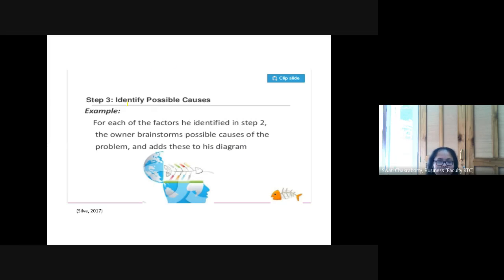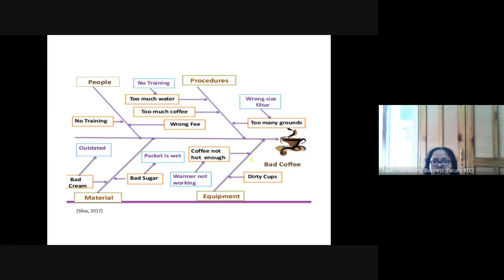Now comes up the third step. That's where we are talking of identifying the possible causes. This is with regards to the example. For each of the factors that the coffee shop owner has identified, the owner brainstorms possible causes for the problems and adds these to his diagram. See, the main problem factors are procedure, people, material, and equipment.